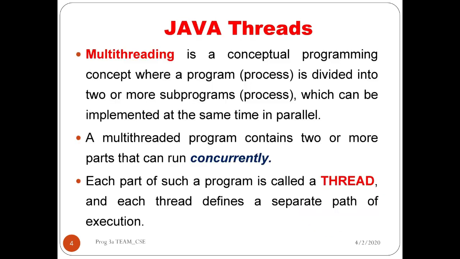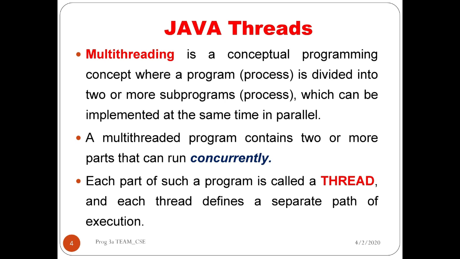Next slide. Java threads. We'll try to understand what Java threads are, and then we'll move into the program. Multi-threading is a conceptual programming concept where a program or a process is divided into two or more subprograms which can be implemented at the same time in parallel. A multi-threaded program consists of two or more parts that can run concurrently. Each part of such a program is called a thread, and each thread defines a separate path of execution.